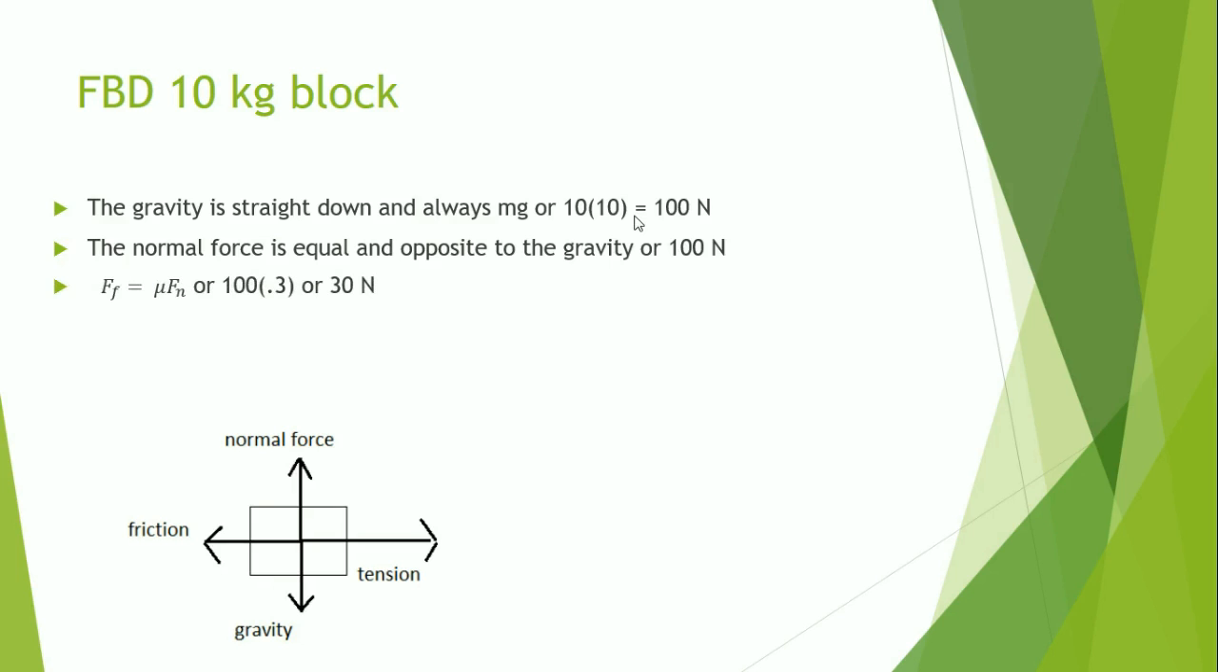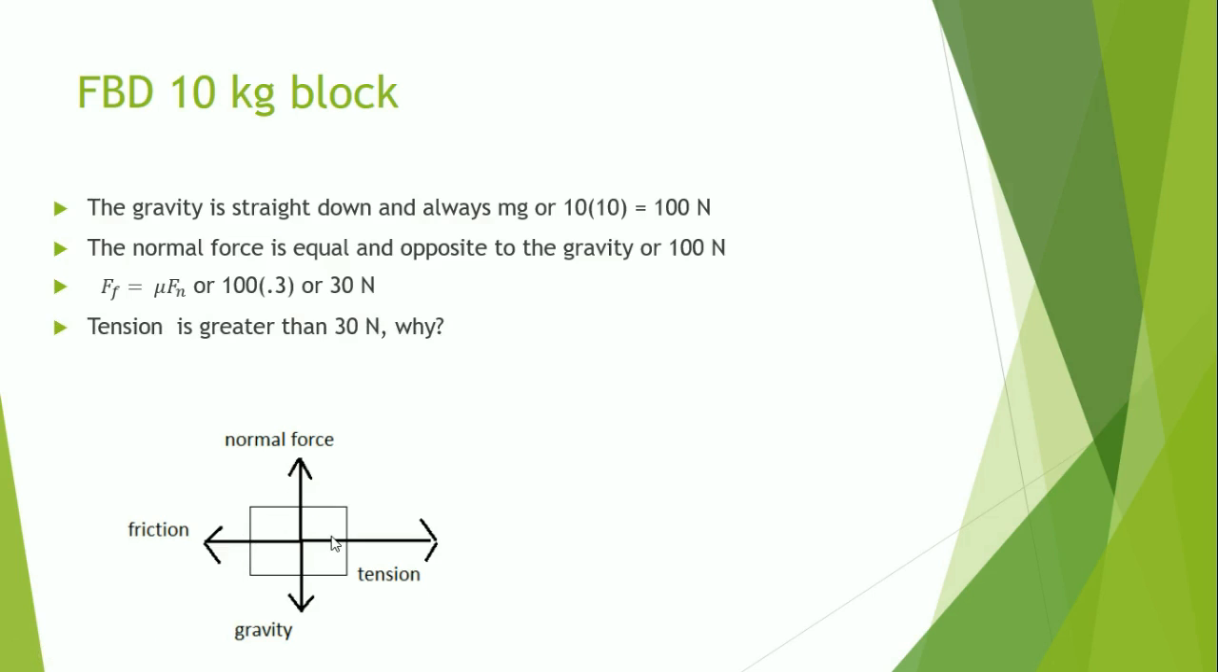So friction is related to the normal force by the coefficient of friction. If we multiply the coefficient of friction, which was 0.3, times the normal force, we get 30 newtons, which is the friction. And on this free body diagram, I should have drawn the friction much smaller, but it's definitely a little shorter than the normal force.